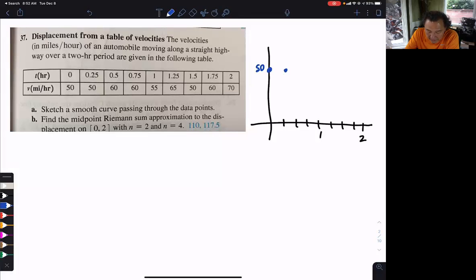Okay, at 0.25, I'm going to be at 50. And at 0.5, I'm going to be at 60. And at 0.75, I'm going to be at 60. Wait, no, what am I doing? Oh, my scales are off a little bit here. I wasn't lined up. So 0.25, I'm going to be at 50. 0.5, I'm going to be at 60. 0.75, I'm also going to be at 60. And at 1, I'm going to be at 55. At 1.25, I'm going to be at 65.